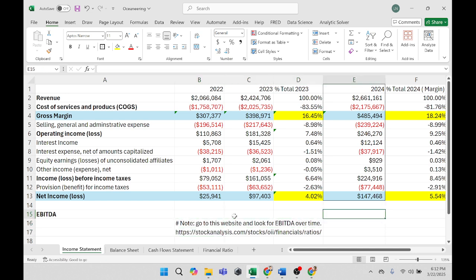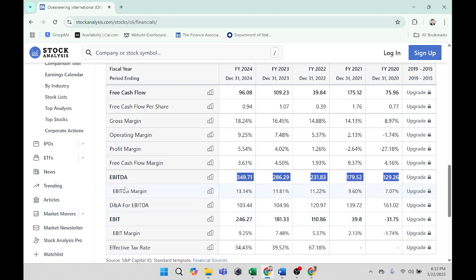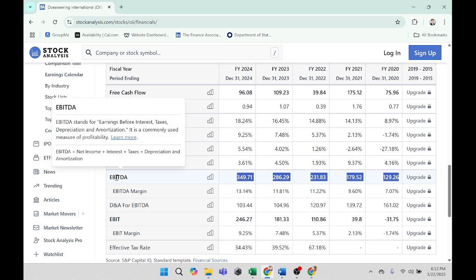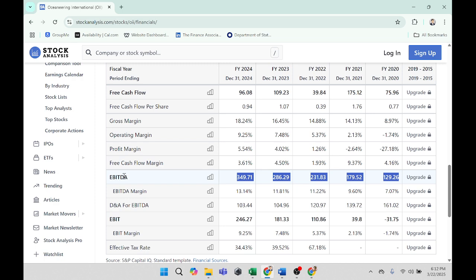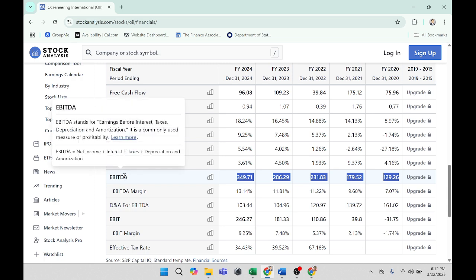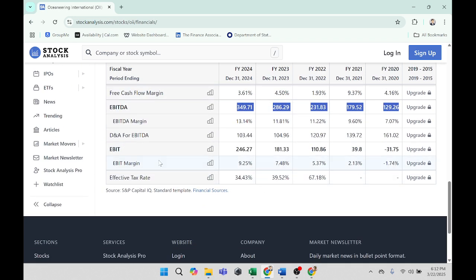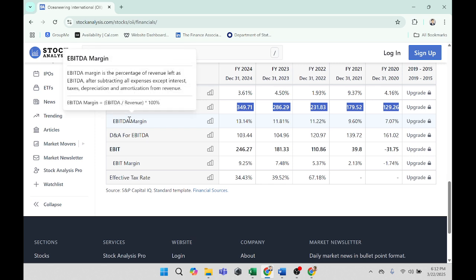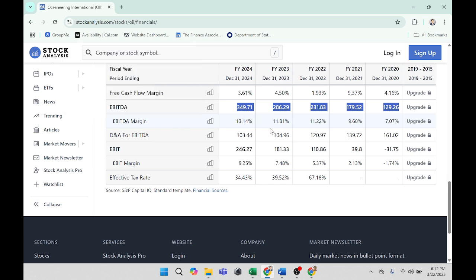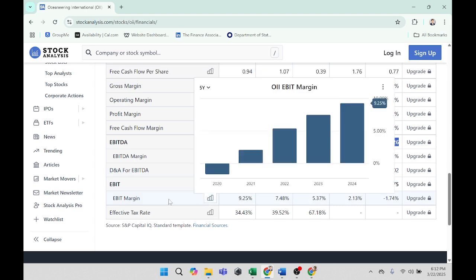But just keep in mind that you know what EBITDA means, so that in your presentation you know what you are talking about. Right here, if you hover over, it gives you the definition of EBITDA. So just keep that in mind. One other trick I want to show is right here, EBITDA margin, so you could find the percentage of total there.